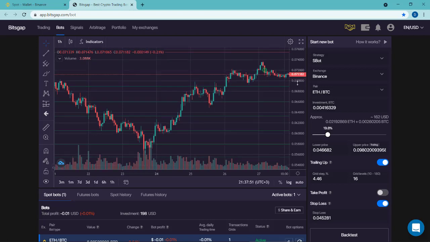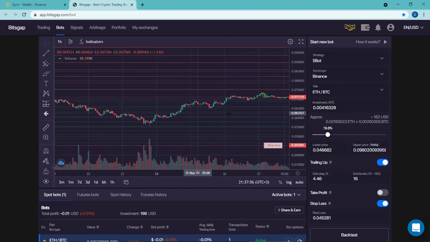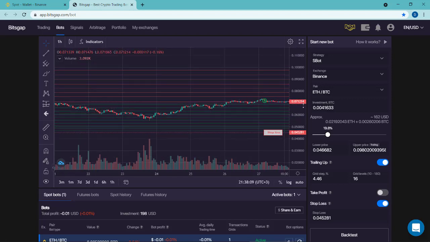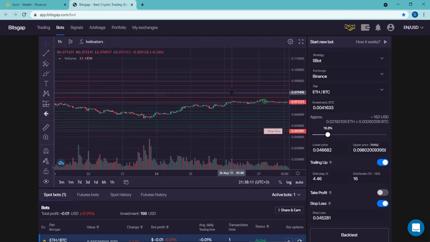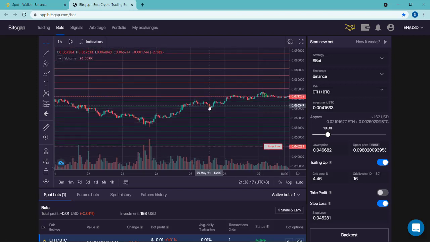Now let's just squash the lines together a bit, and we can see that when we set up the grid bot, it set up 16 grid lines, and half of them were buy orders, those are the green lines, and half are sell orders, and those are the red lines. Now we can see these orders in a different place in Bitsgap.